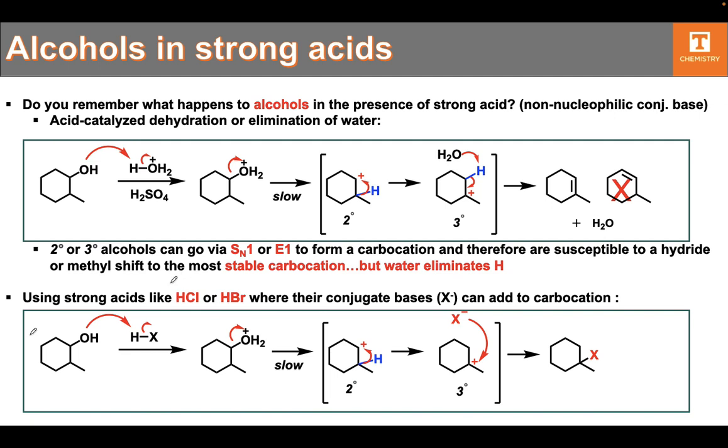Okay, so now what happens when we use strong acids where their conjugate bases are actually nucleophilic, meaning they can attack the carbon where the carbocation was? Something like hydrochloric acid or HCl or HBr can do this. So in the first step, the alcohol again is going to be protonated in acidic conditions. This is the conjugate base. Water will leave and produce carbocations. But instead of elimination, the chloride conjugate base is going to attack or attach to the carbocation and substitute that water that just left.